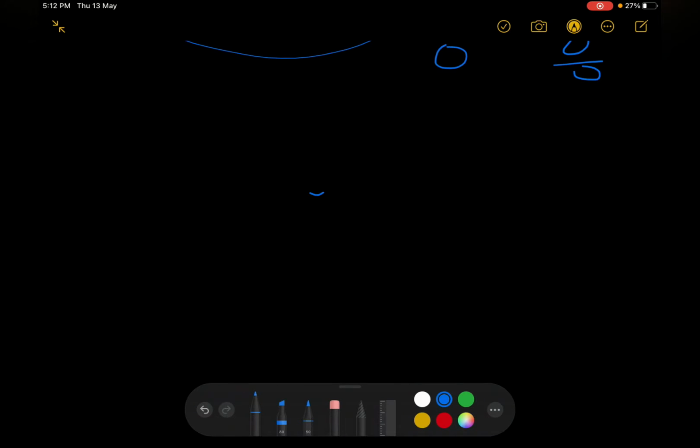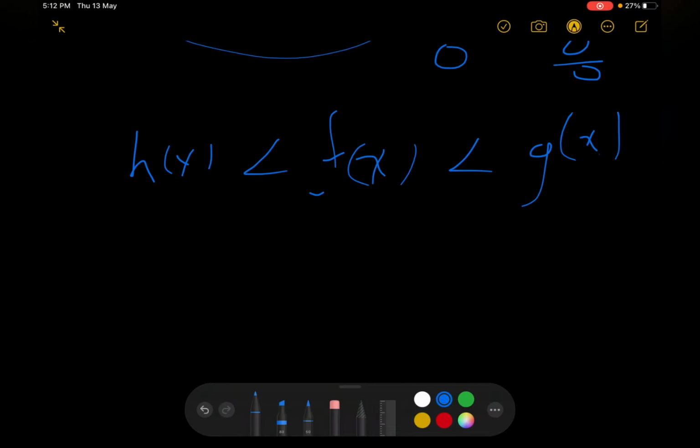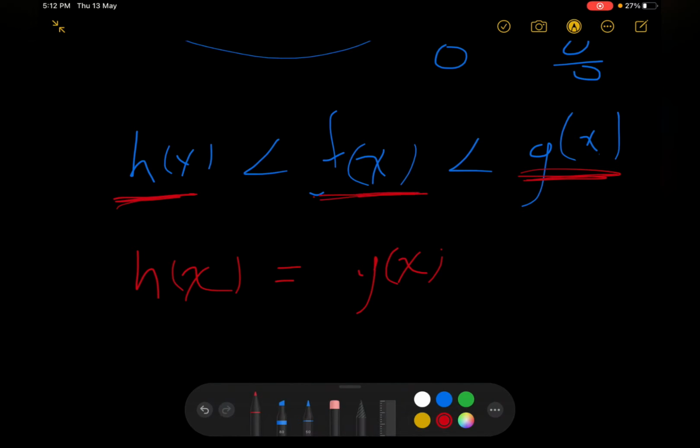So if I have a function f of x and it's squeezed between two functions, let me say g of x and h of x, then whenever h of x is equal to g of x, based on squeeze theorem, f of x would also equal these two functions. And that's basically what squeeze theorem says.